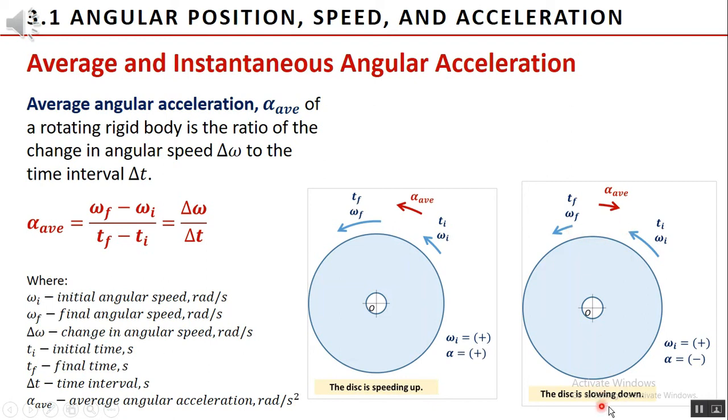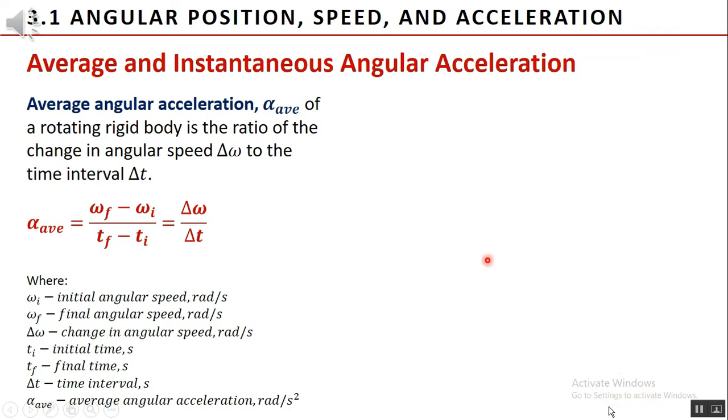On the other hand, if the disk is slowing down, its final angular speed is less than the initial angular speed, therefore the average acceleration is negative. Take note that a positive value of acceleration does not necessarily mean that the rotating body is speeding up, and a negative value is slowing down.